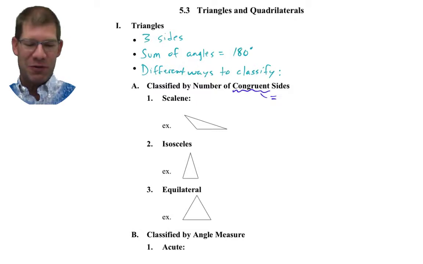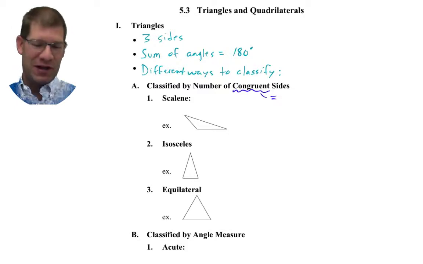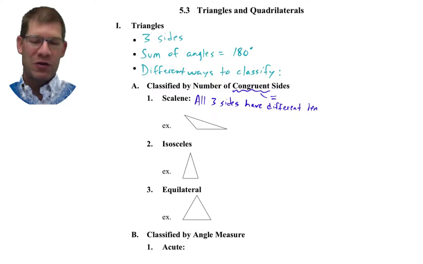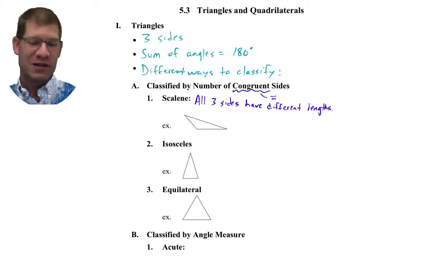This first example is going to be a scalene triangle. In a scalene triangle, you'll notice that all three of the sides have different lengths. Or, using that congruent language, you could say no two sides are congruent, all three are different.